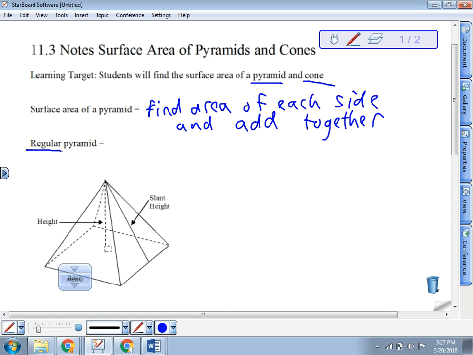So regular pyramid, remember that means all equal sides and equal angles. So a regular pyramid is going to have a square base. So that's going to help us in these problems here.